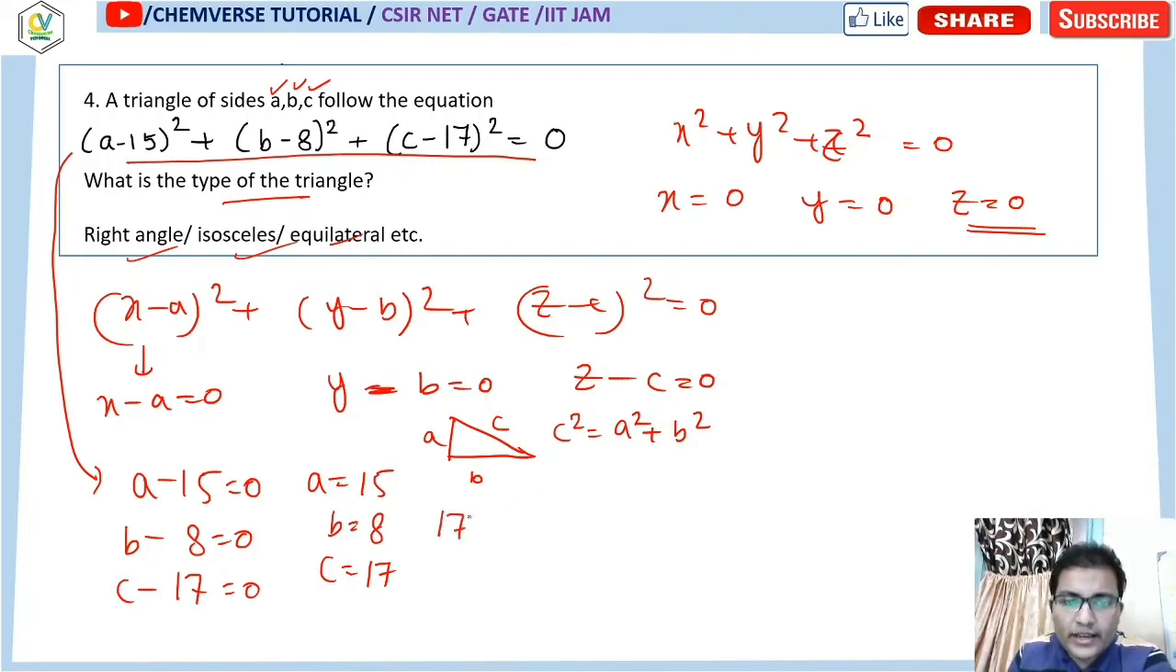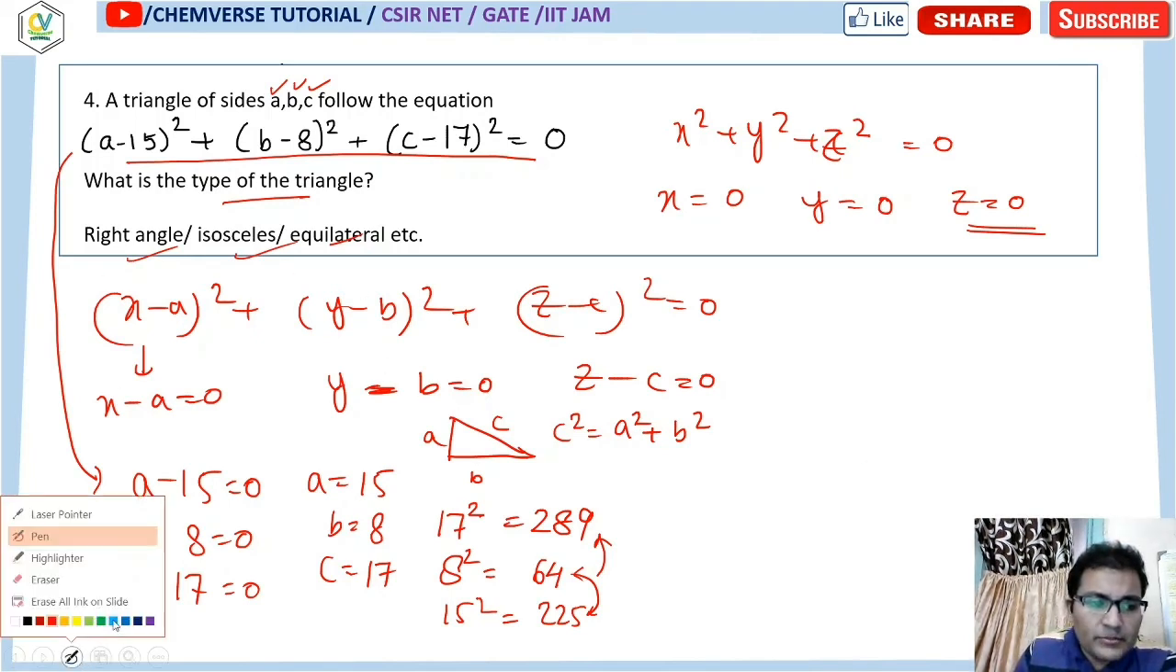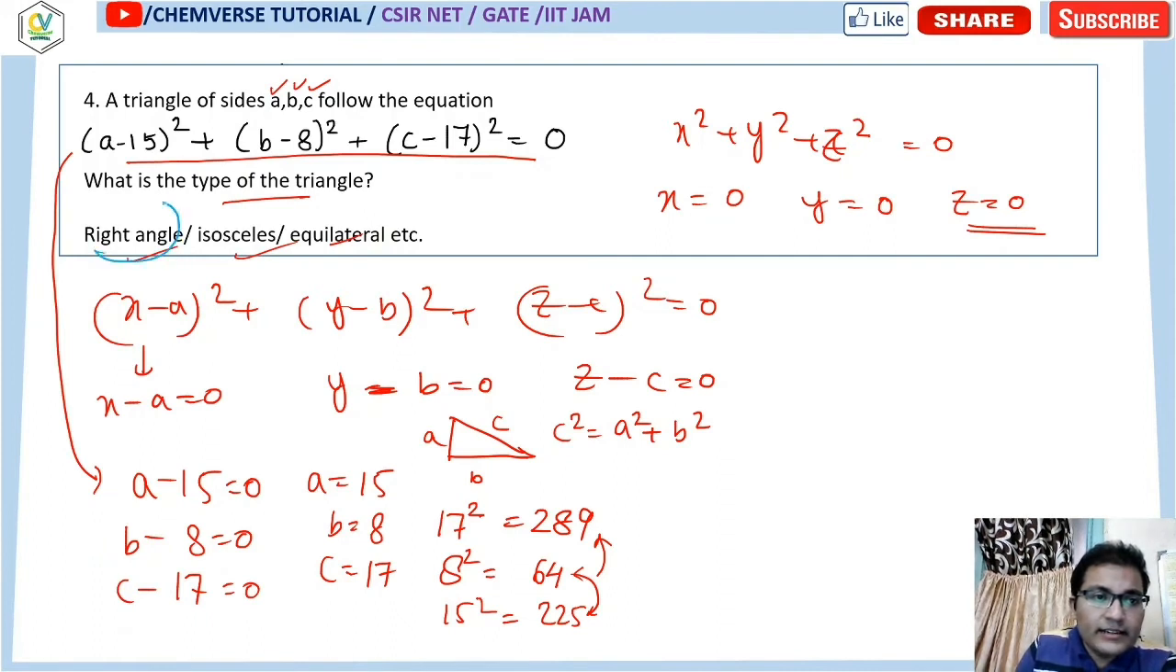Now 17 square equals 289. Okay. Now b square, that means 8 square, will be 64, and a square, that means 15 square, will be 225. If you add these two, it will be 289. Okay, so it actually follows the Pythagoras theorem. So basically your correct answer will be this one. It is a right angle triangle. This is your answer. Fine.